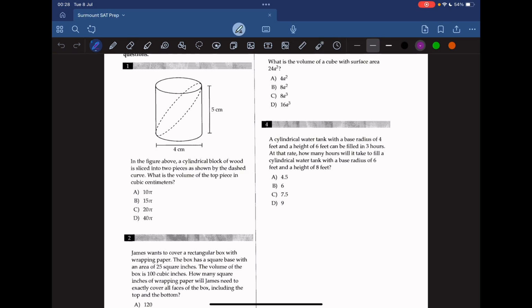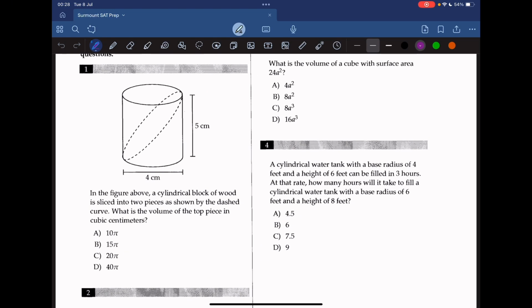Question 1. In the figure above, a cylindrical block of wood is sliced into two pieces as shown by the dashed curve. What is the volume of the top piece in cubic centimeters? If you look here, we can see that each of the pieces is half the cylinder, because it's cut in half and sliced into two pieces. So basically, it's 1/2 of the volume of a cylinder, which is pi r squared h.